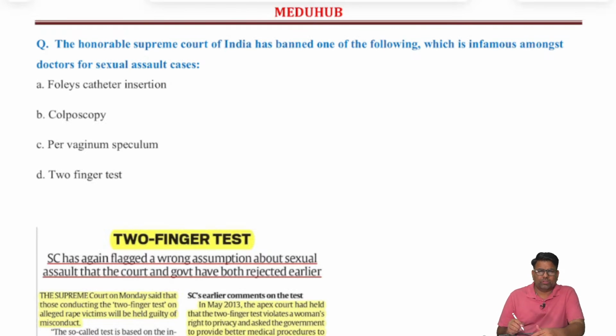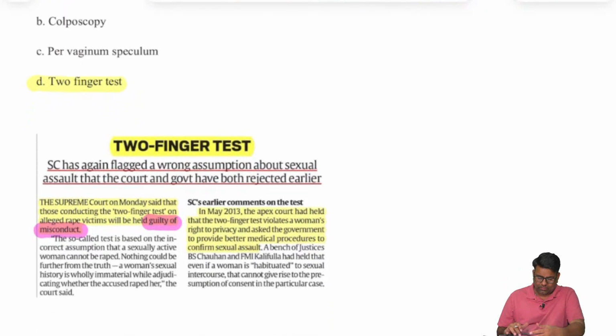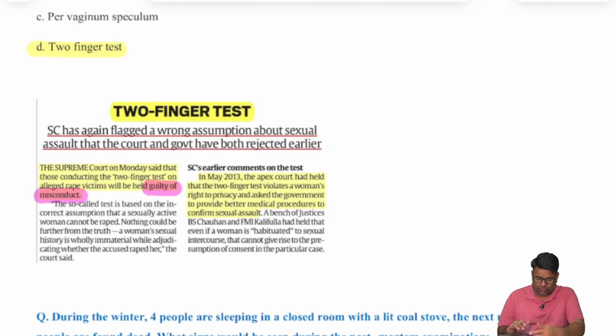Now, the very first question was about a test which has been banned by the Supreme Court of India, and this test was actually the two-finger test, which was done to check virginity. Now it has been told by the Supreme Court that anybody who does this will be held guilty of misconduct. So this is no longer advocated for virginity testing. The two-finger test is abolished nowadays.